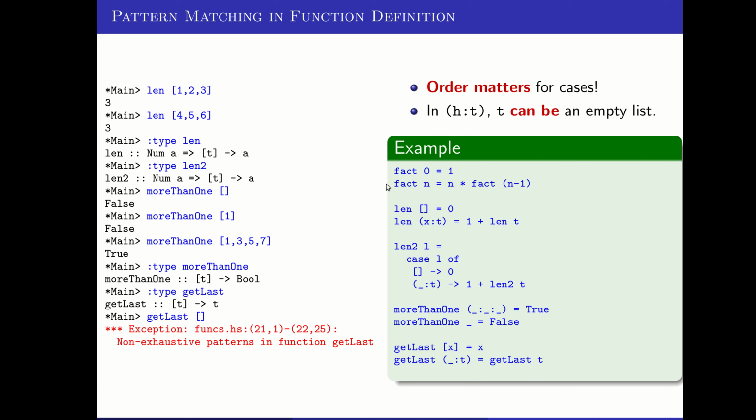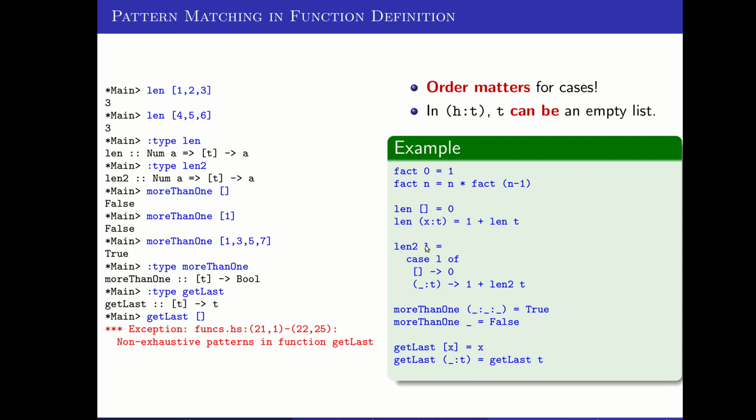If I had put factorial of 0 after factorial of n, I would never actually reach the factorial 0 case, because factorial of n, any number, is so general that it will catch the factorial 0 and handle it before we're able to reach the factorial 0 if it was down below.